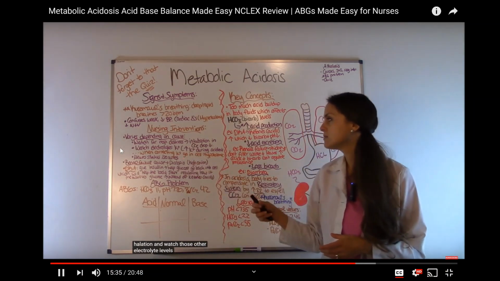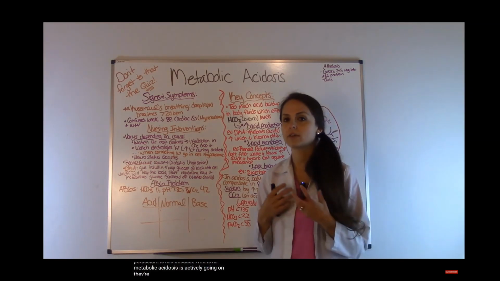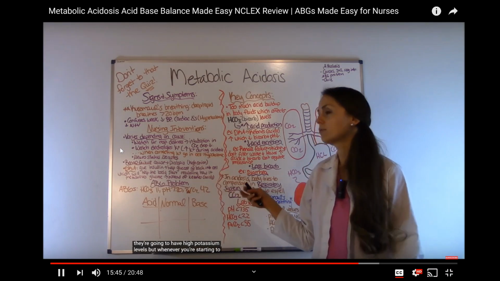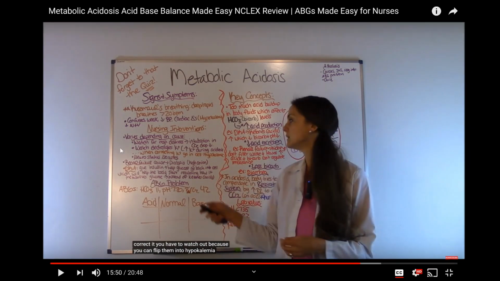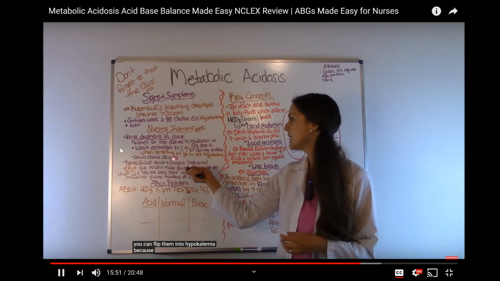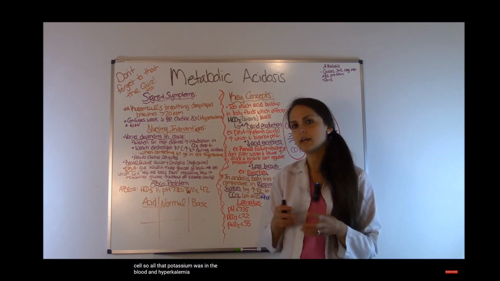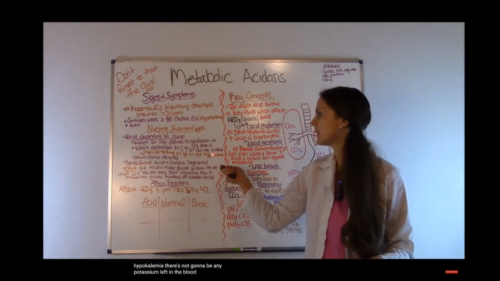Watch those other electrolyte levels, especially the high potassium levels, because whenever metabolic acidosis is actively going on, they're going to have high potassium levels. So it seems like every time you go acidic, your K goes up. But whenever you're starting to correct it, you have to watch out because you might flip them into hypokalemia. Because what's happening is that potassium is going to go back into the cell. So all that potassium that was in the blood in hyperkalemia is going to shift intracellularly and cause hypokalemia. There's not going to be any potassium left in the blood because you're trying to correct the state.